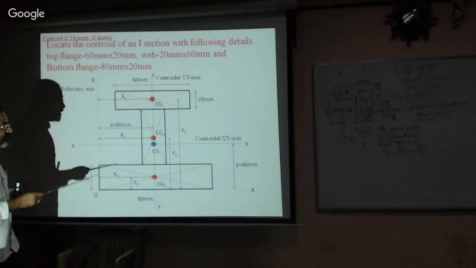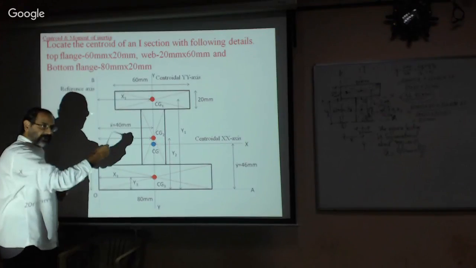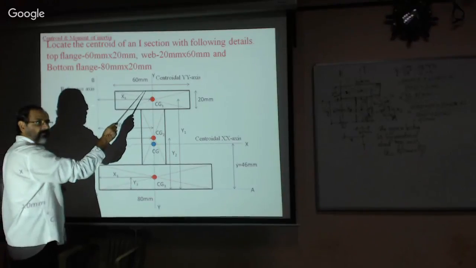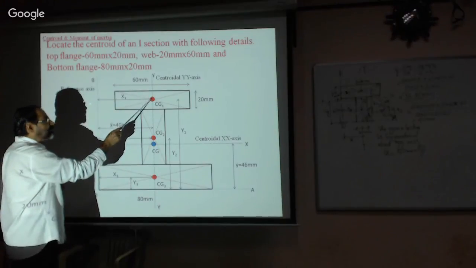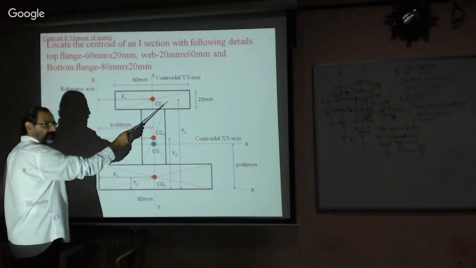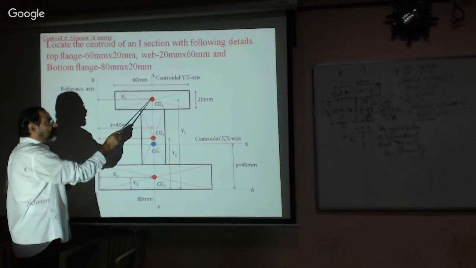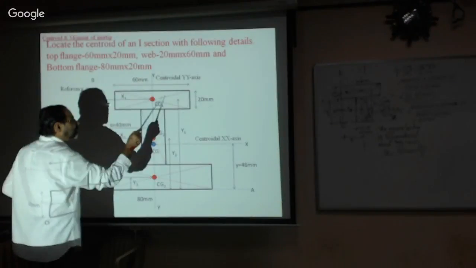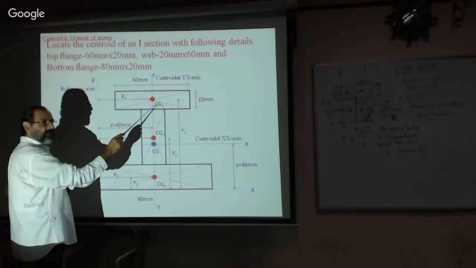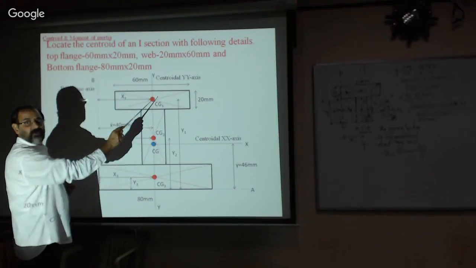Centroidal axis of the y section, isn't it? This is the centroid of section 1. And the respective axes, x-axis and y-axis, are the centroidal axes of section 1.